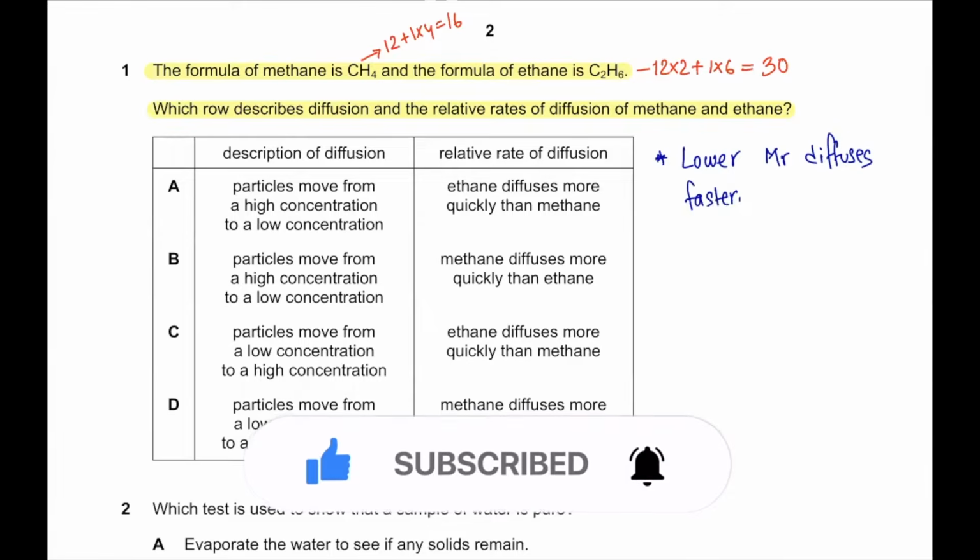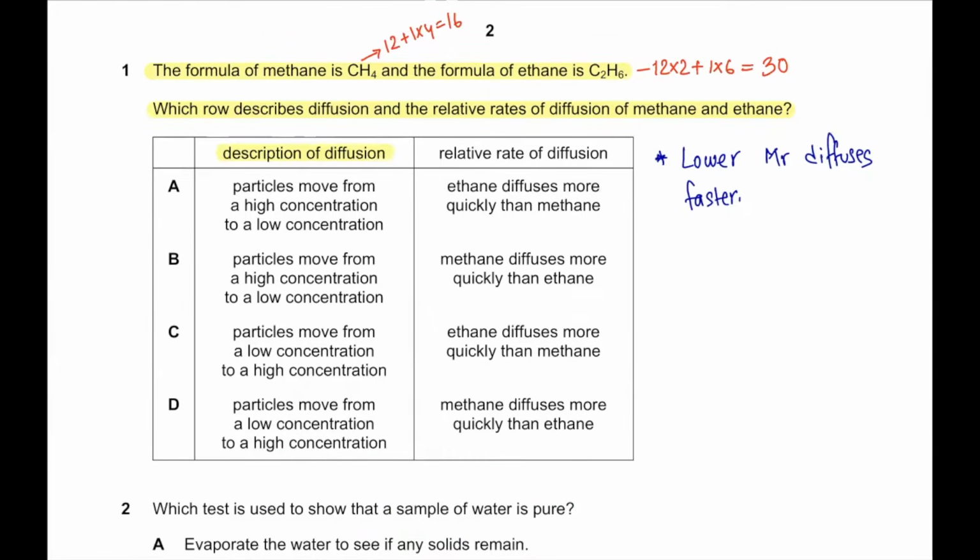And now, description of diffusion. Particles move from a high concentration to a low concentration. All right, so this is correct. Particles move from a high concentration to a low concentration. Part B also has particles move from a high concentration to a low concentration. All right, so both are correct. And in C, particles move from a low concentration, so wrong. Okay. Now, the next portion, relative rate of diffusion.